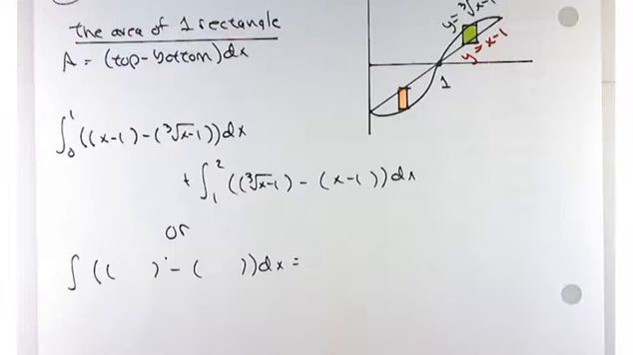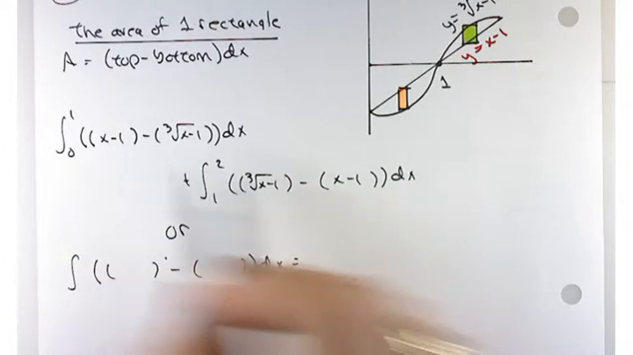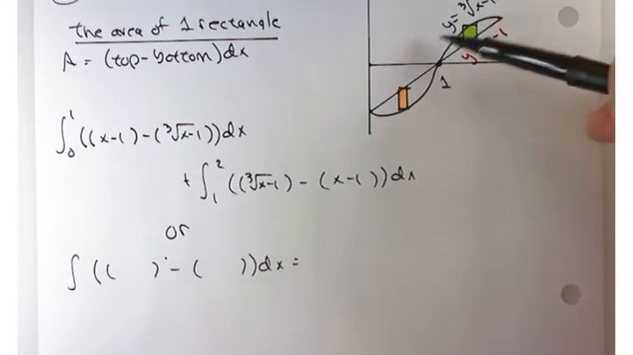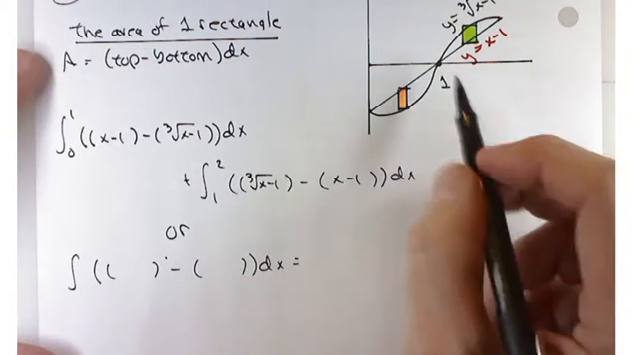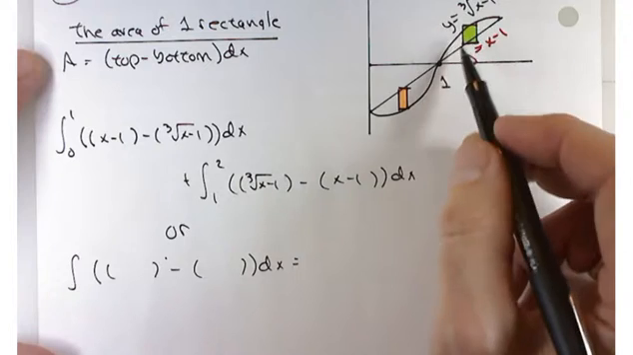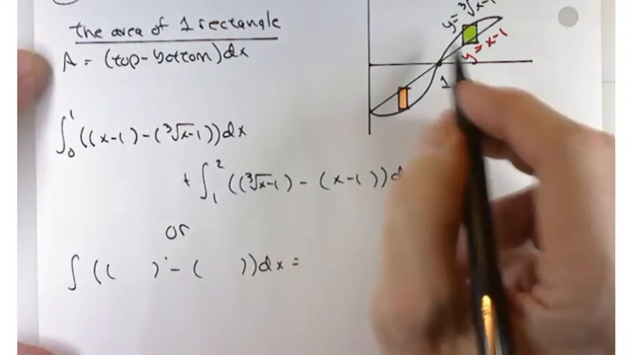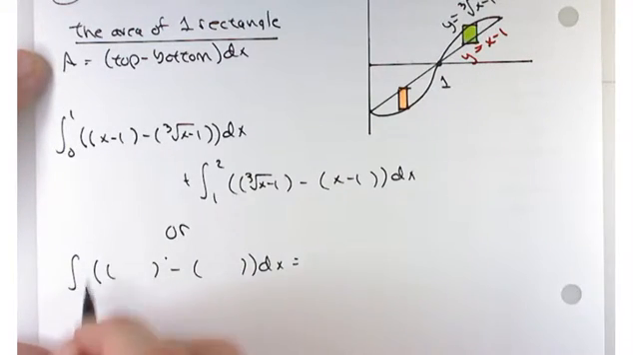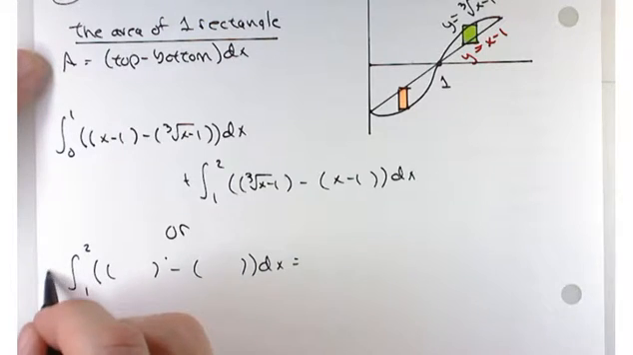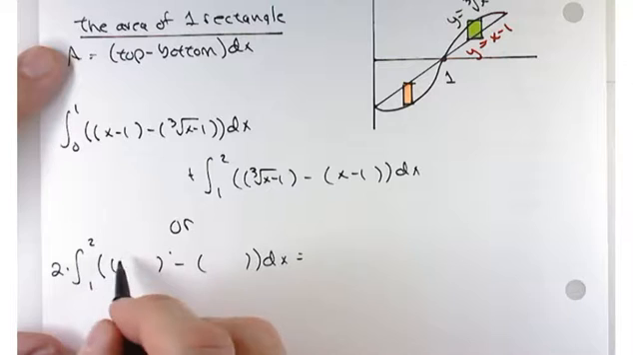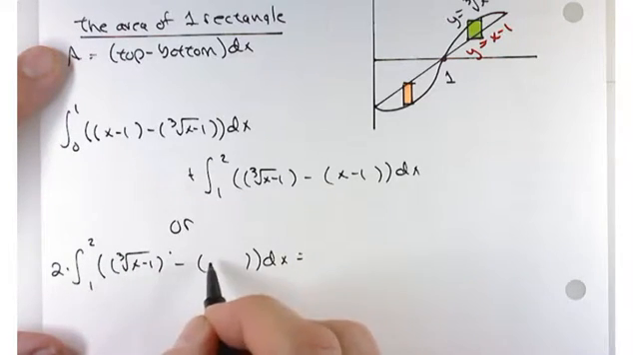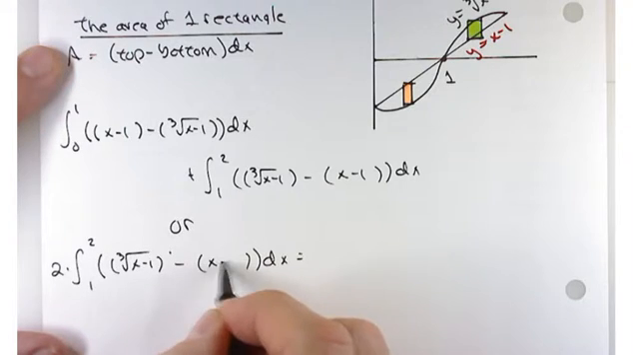And a lot of times you're going to have to divide up your integral into intervals like this to account for different top and bottom functions. The other possibility is just to calculate one of these areas, say this one, integrate from 1 to 2, and then double the result. So 2 times this integral from 1 to 2 of the cube root of x minus 1 minus x minus 1.